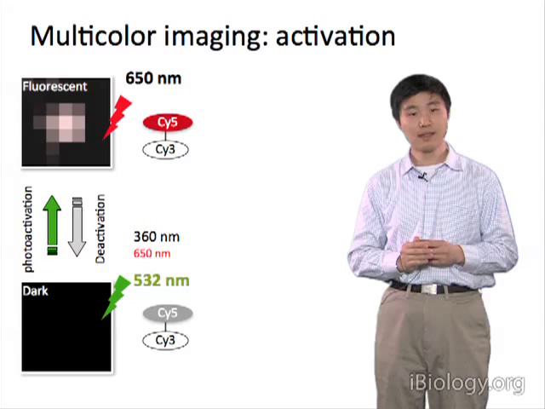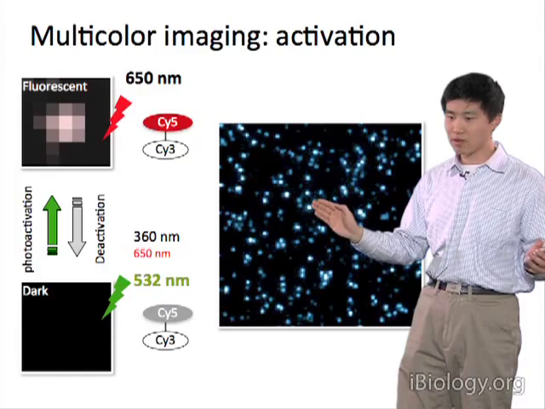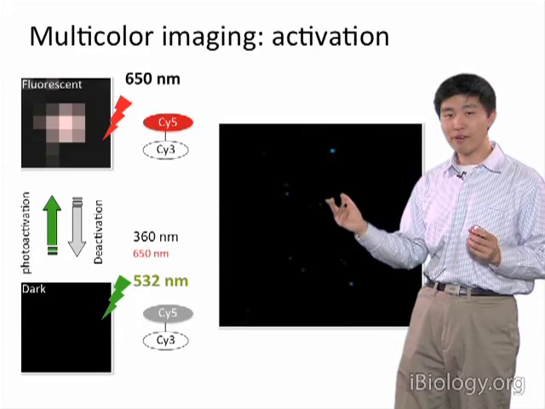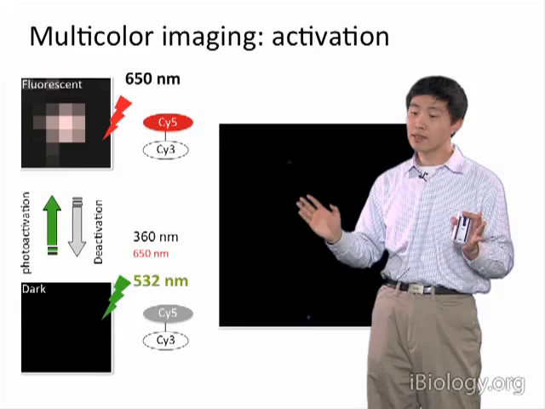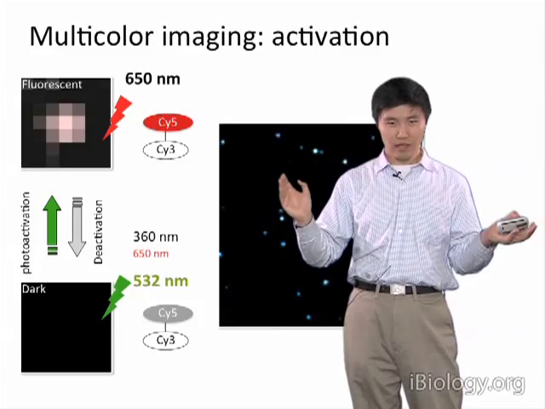Here's one example: Cy5 single molecules on the surface again. We turn on the red, they switch off, and with every flash of the green light, they turn back on. The Cy3, in this case, we call an activator fluorophore, and it determines another wavelength that we can use for activation.